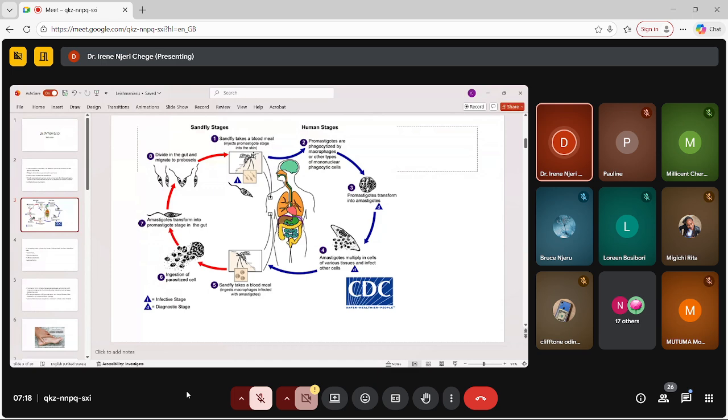So we actually have several stages of this parasite. Remember the promastigote. We have the amastigote, the epimastigote, and the trypomastigote. But the one that is actually taken in by the insect, the sandfly, is what we're calling the promastigote.